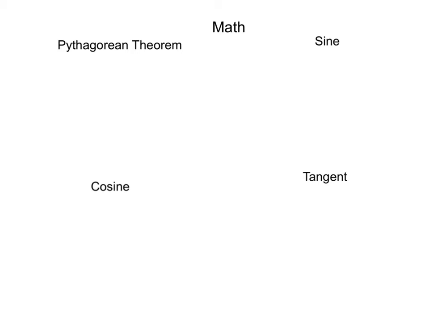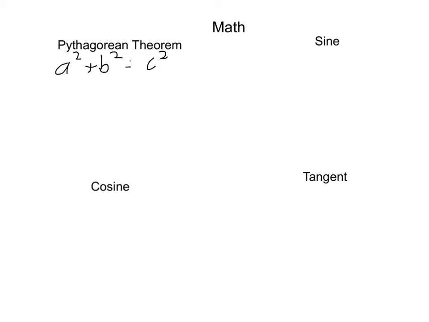So we have four things that we're going to be using: Pythagorean theorem, sine, cosine, and tangent. Now Pythagorean theorem, remember, is a squared plus b squared, that's the two sides of the triangle, equals c squared. That's the hypotenuse of the triangle.